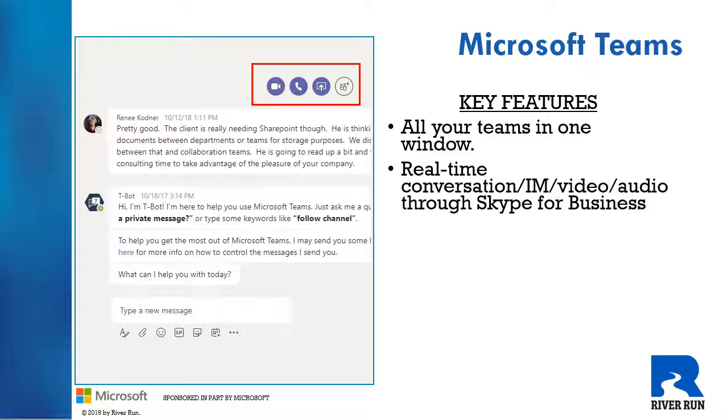Real-time conversations happen through the chat window. This is a Skype for Business on steroids kind of environment, okay? You have IM, video conferencing, audio conferencing, and so on and so forth. But here, you can also add text formatting, bolding, underlining. You can change different GIFs and stickers and emojis to make your conversations much more exciting and much more modern.